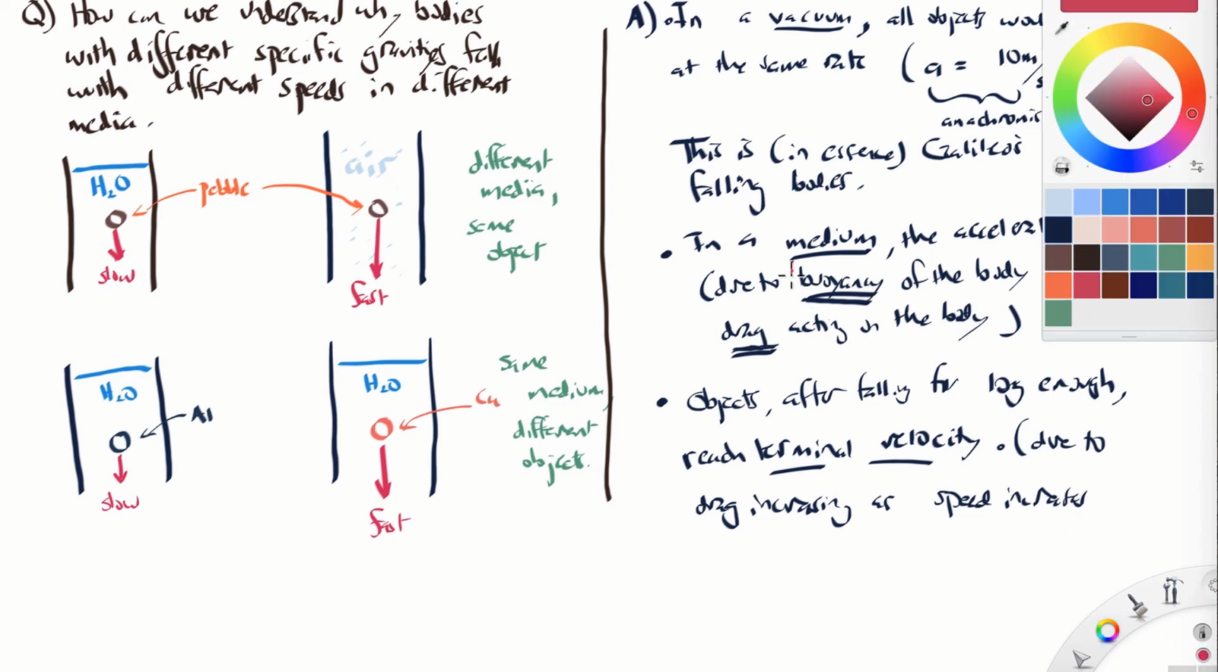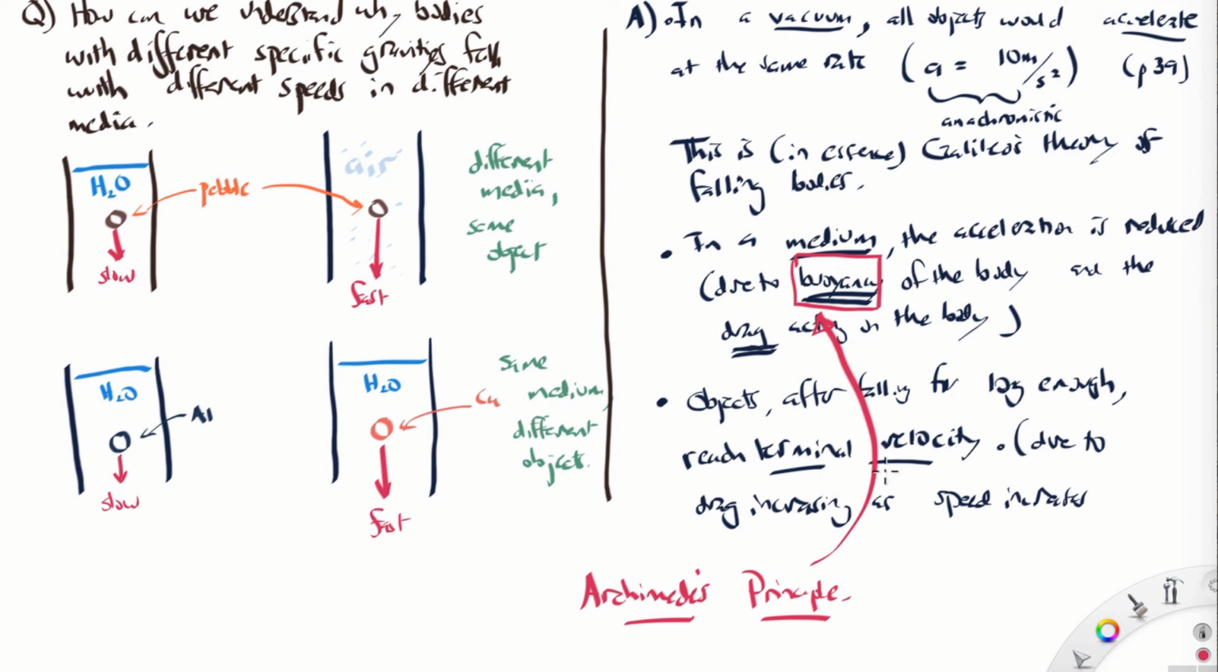Okay, so in order to understand the effect of buoyancy on falling objects, we need to understand something called Archimedes' principle. This is going to help us understand drag, and that will help us understand how a medium can reduce the speed of a falling object. So in my next lecture, I want to focus on Archimedes' principle.